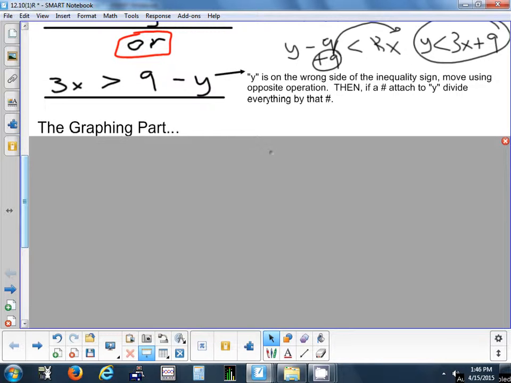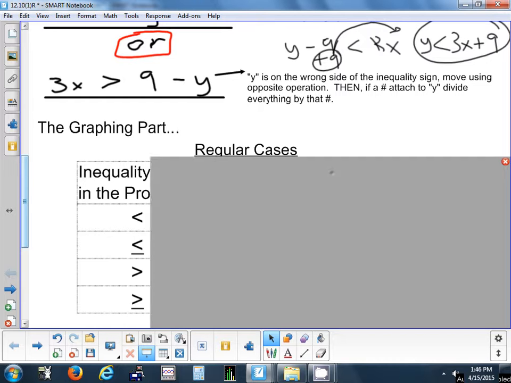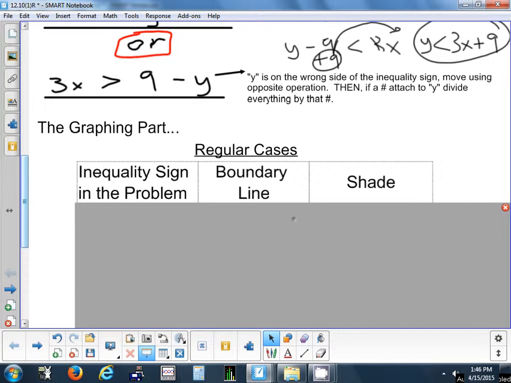Now we get to the graphing part. What we just did before is making sure it's in the right format so I can graph. Now comes the graphing part. And some of this stuff, guys, might seem a little bit familiar because we talked about it before. Here's my regular case: I have a y, my inequality sign, my number with x, and then just a number. On your sheet you already have inequality sign of the problem, boundary line, and shade.